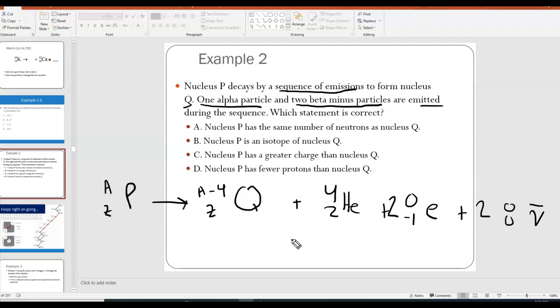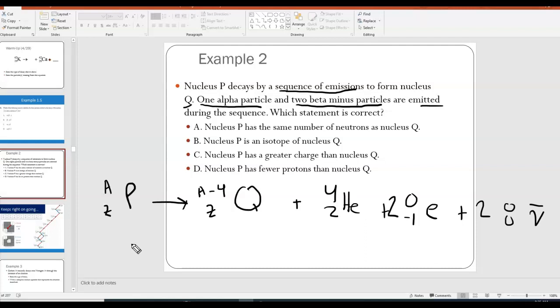By the way, I know my handwriting is bad. Please don't confuse my Z's, which have a line through them, and this 2 down here, which is just a 2. Okay, so look at this for a second. Convince yourself that this works. Z plus 2 plus -2 is the same as Z.